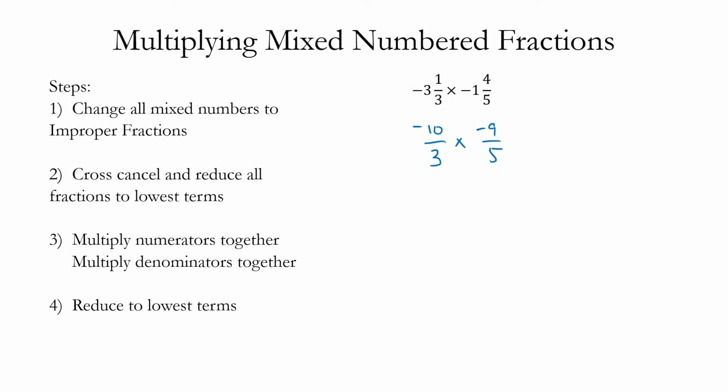So 10 and 5 both divide by 5. So 10 divided by 5 is 2. 5 divided by 5 is 1. 3 divided by 3 is 1. Negative 9 divided by 3 is negative 3. So now I have a negative 2 multiplied by a negative 3, which is a positive 6, over 1 times 1, which is 1. So 6 over 1 is just 6.